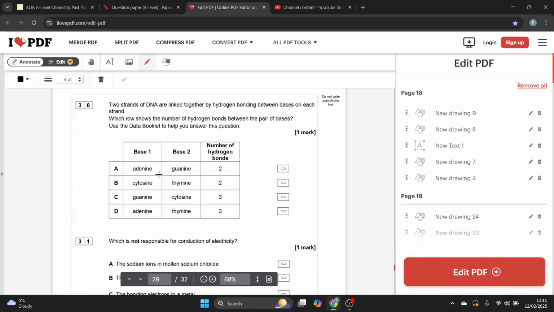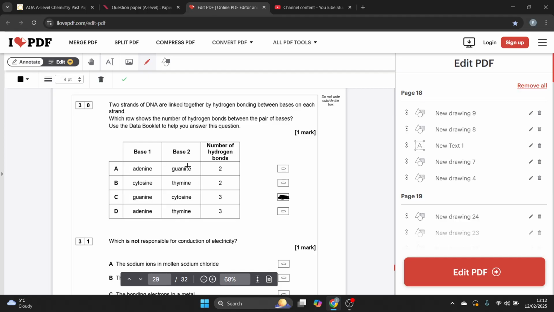Question 30. Two strands of DNA linked together by hydrogen bonding between bases on each strand. Which row shows the number of hydrogen bonds between the pair of bases? Adenine, guanine, cytosine, thymine. I know it's going to be three hydrogen bonds, but which one? Guanine, cytosine, adenine, thymine. It says use the data booklet to help you answer this question. You could memorize it off by heart, and you know the hydrogen bonds between each one already, which is probably a better idea to do.